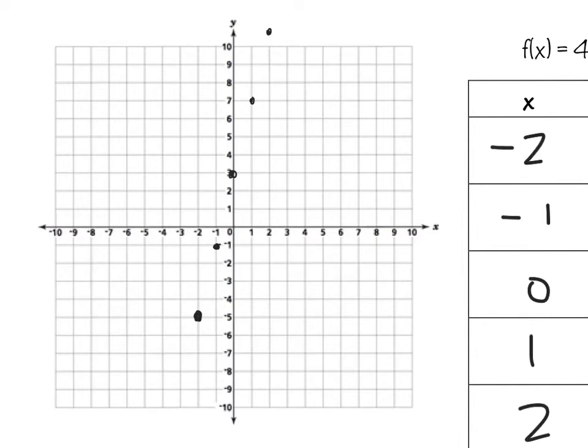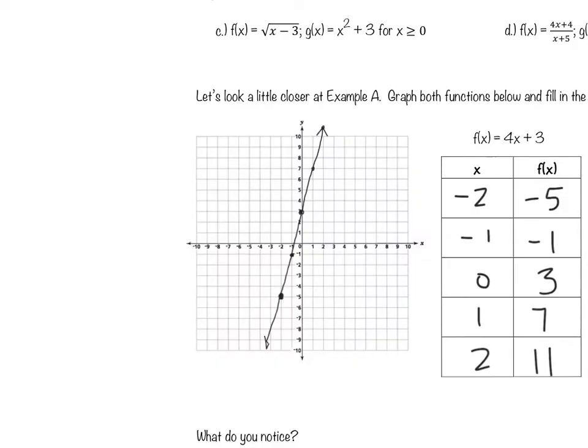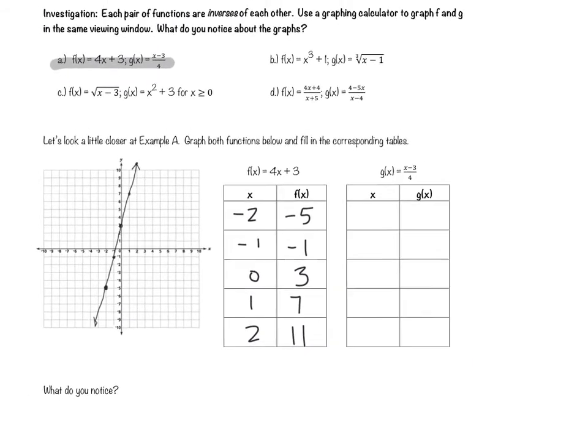I'll try my best to draw this as straight as possible, but it's not quite the same as Notability. It doesn't draw a line for you. But that, in essence, is our line. Like I said, you could have probably just graphed that in your head, with the y-intercept being 3 and the slope of 4, going up 4 over 1. But we're going to use the tables just so you can see something in a second here. So let's graph the next one.